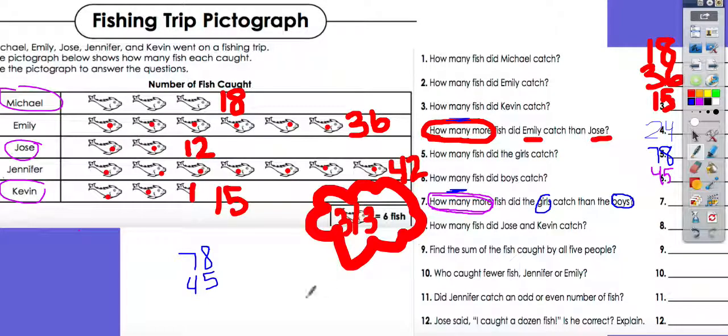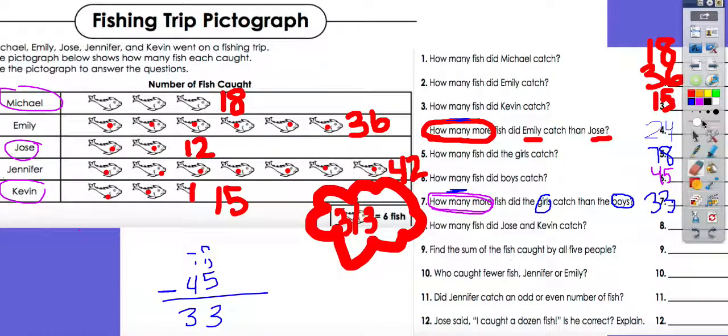How many more means minus the minus, so I just subtract those two numbers. Big number on top. 8 minus 5, 7 minus 4, 7, 6, 5, 4, 3. The girls caught 33 more. So I used the girls' total and the boys' total, and I just subtracted it with minus the minus. Okay?